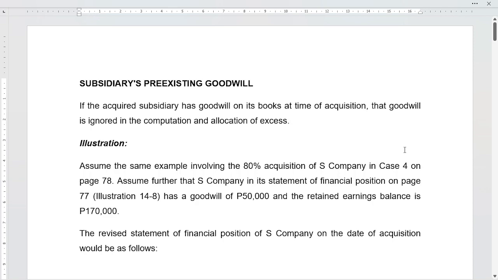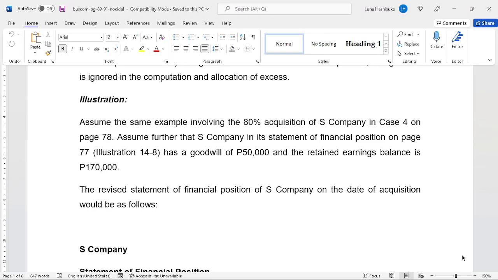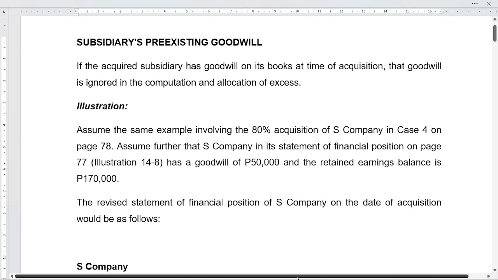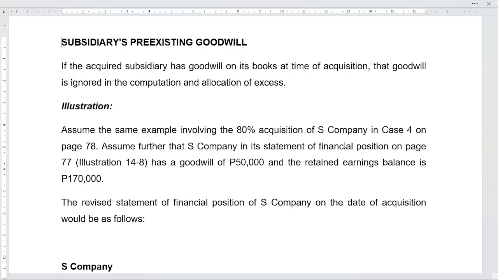Okay, go. For the subsidiary's pre-existing goodwill, it only entails that if a goodwill is already allocated at the book of the subsidiary that is being acquired at the time of acquisition, this only means that it will be ignored considering the computation and allocation of excess.